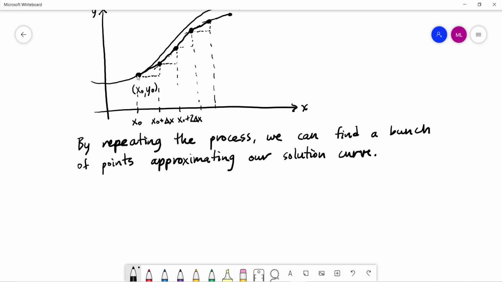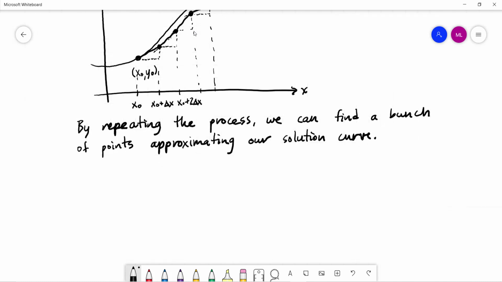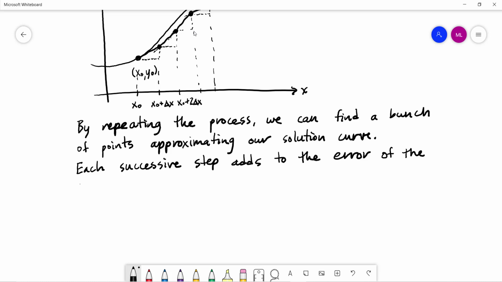Okay, but notice that we knew the first point exactly. After we did an estimate, the next point was off, and then we're using faulty information. This isn't actually on the curve, and we're making our next approximation based off the first approximation. Then we make our third approximation based on the second, which was based on the first. So as you go through these points, what you expect to see is an accumulation of error. Each successive step adds to the error of the approximation. So eventually you would expect that our answer is probably not going to be very good.